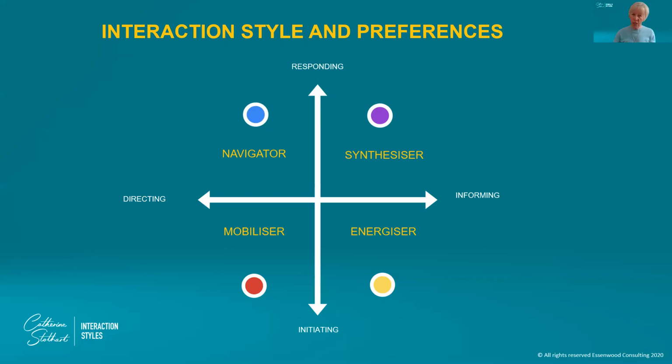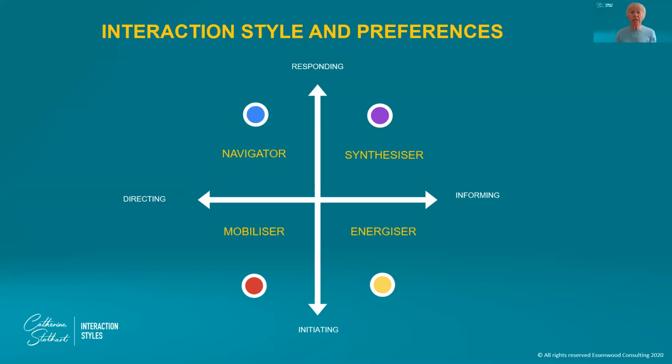People who fall into the bottom half of this map, mobilizers and energizers, have the initiating preference. Their energy tends to be more externally focused. So this is similar to extroversion. They tend to think as they're speaking. Their energy is very much out there, then maybe in, and then out there again. And they have a quicker use of time. So they speak quite quickly, they move quite quickly, and they move on from one topic to another quite quickly.